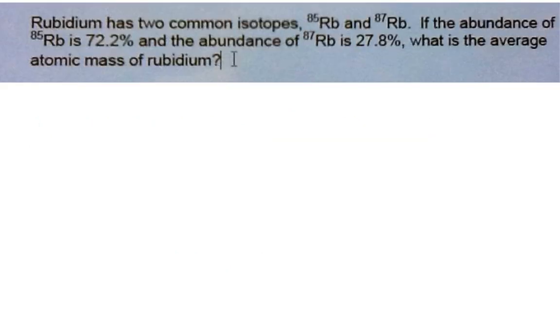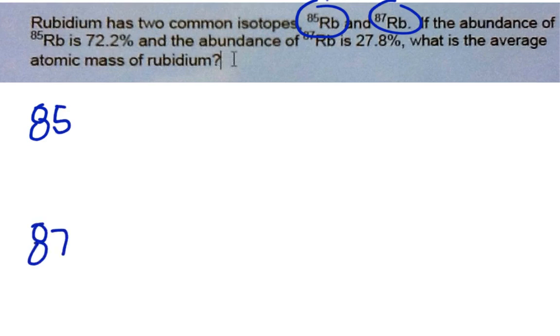To calculate the average atomic mass, you must add together the weight contributions or mass contributions of each of the isotopes in a sample. In this problem here, we have two different isotopes. We have rubidium-85 and rubidium-87. The 85 and the 87 are the masses of those particular isotopes. So we're going to write that down. We have 85 AMU and 87 AMU.